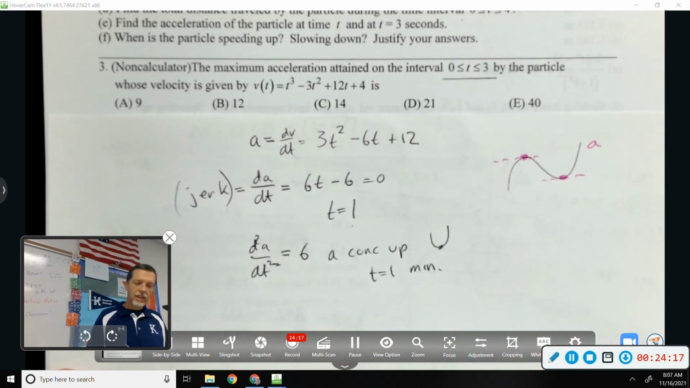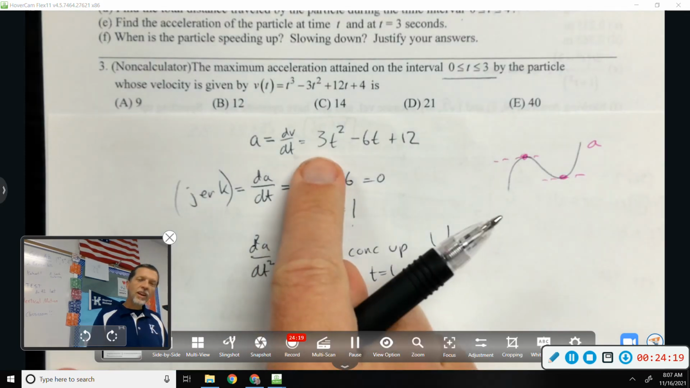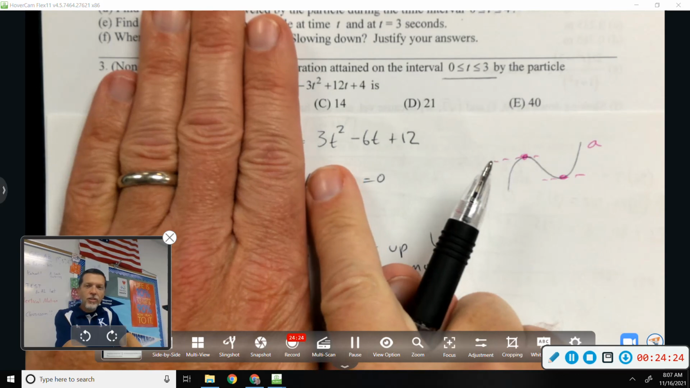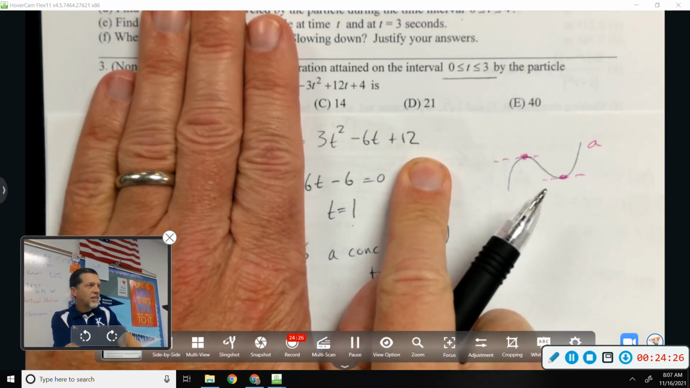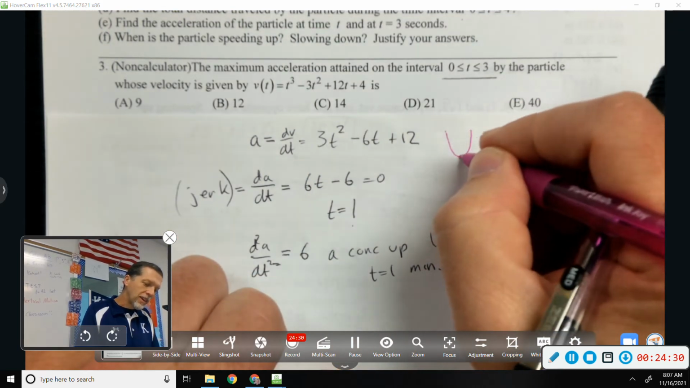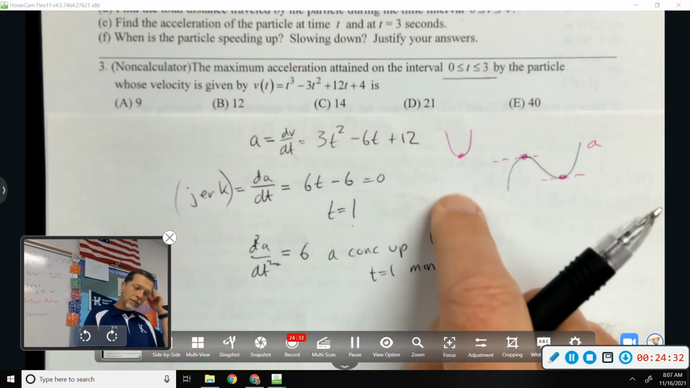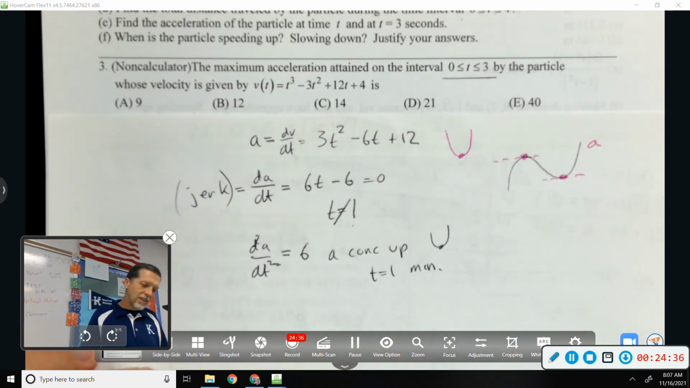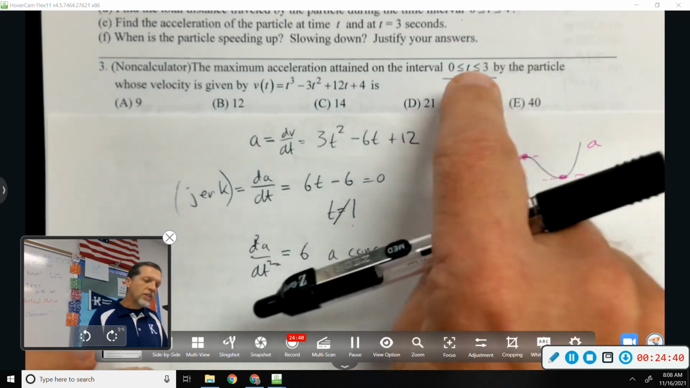Now, if I'd really been paying attention, what's the shape of this acceleration? Forget the velocity. What's the shape of that graph? It's a parabola, an upward-facing parabola. So yeah, that's got a minimum. Okay, so t equals 1 is not what I want. Find the maximum acceleration. Oh, on this interval.